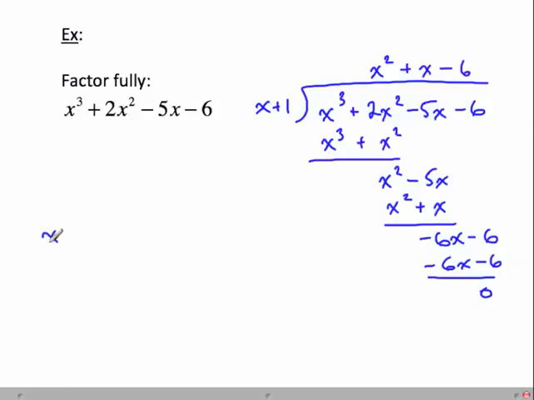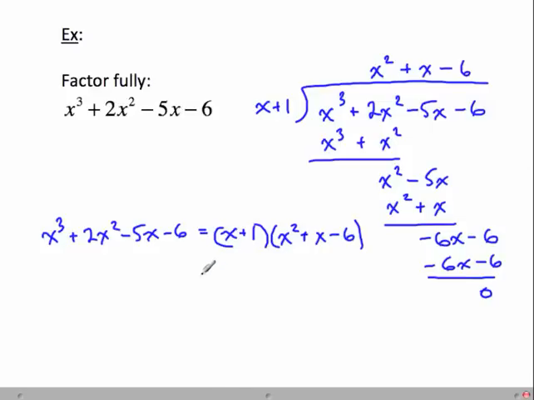So now I know that x cubed plus 2x squared minus 5x minus 6 is equal to x plus 1 times x squared plus x minus 6. And I can factor this just as a quadratic or as a trinomial. So it becomes x plus 1 carries down, and then I get x plus 3 times x minus 2. So my original polynomial, shown here, can be factored fully into this form.